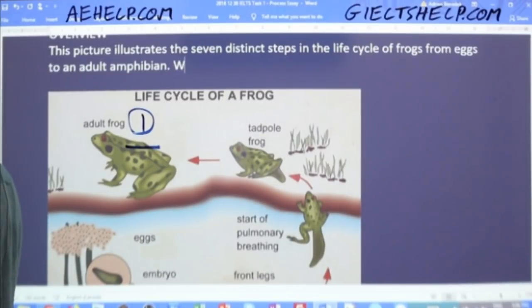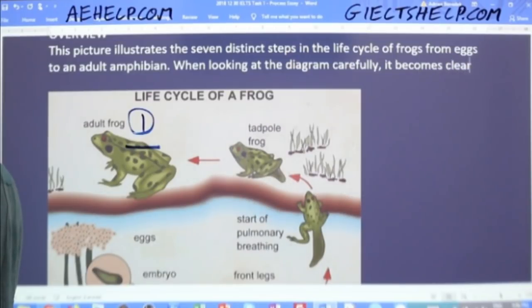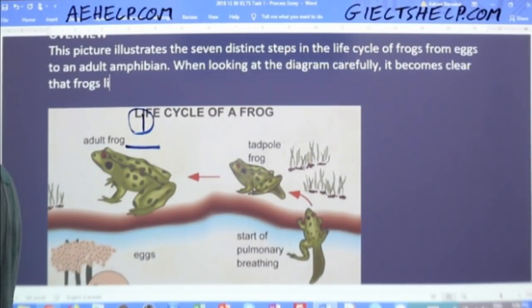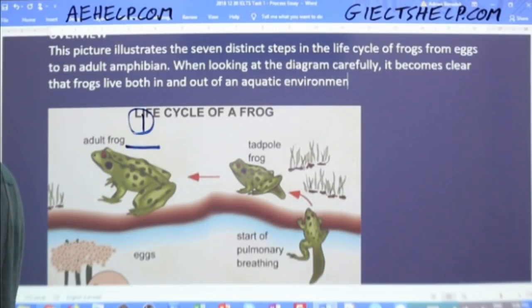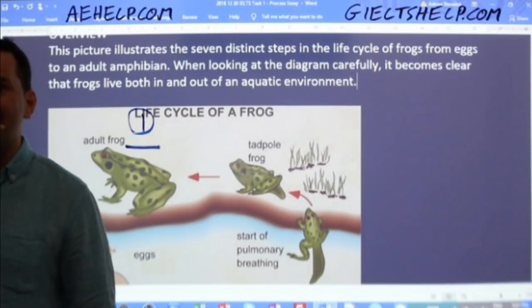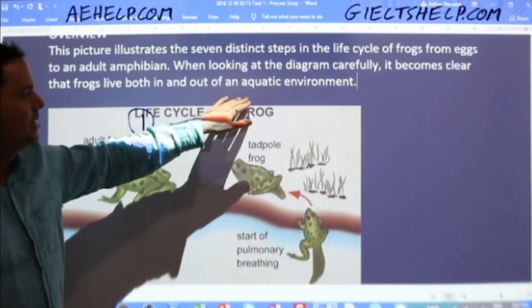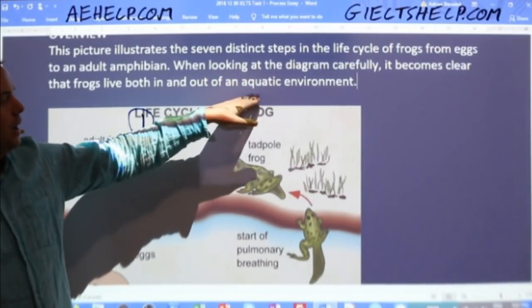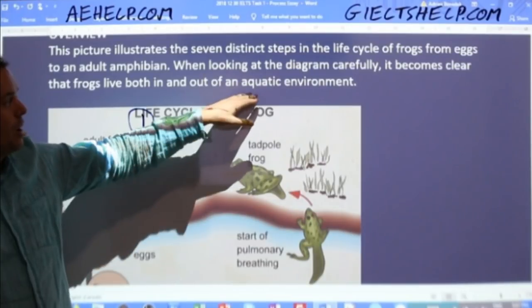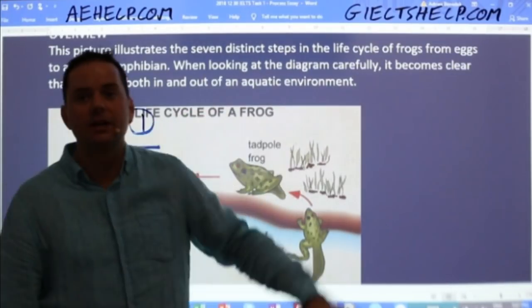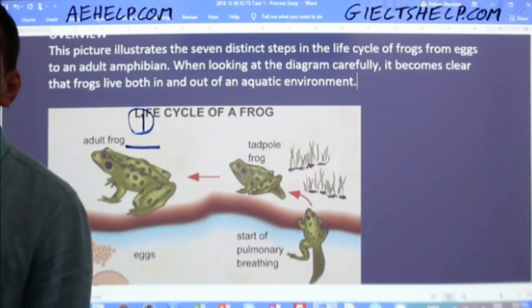So when looking at the diagram carefully, it becomes clear that frogs live both in and out of an aquatic environment. Okay, getting fancy with some vocabulary. So instead of the word water, I'm using the word aquatic environment. Aquatic being the word water in the form of an adjective here. So aquatic environment, okay?